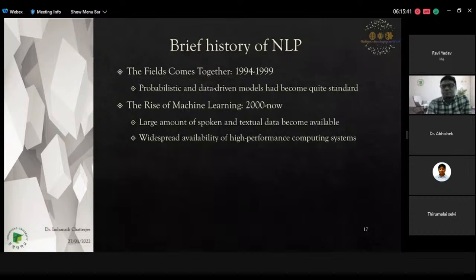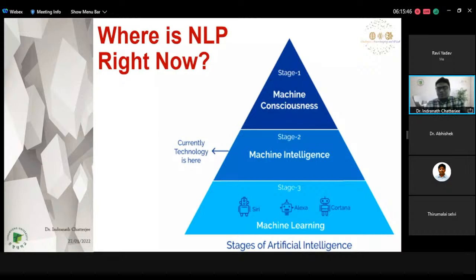So where is NLP right now? You should know that we cannot say we have achieved every part of NLP. If we consider NLP, we have divided it into three different stages: machine consciousness, which is stage one, which we have already covered in the NLP evolution, then machine intelligence, which we have already covered, and machine learning, which is the third stage, with Siri, Alexa, Cortana, and all these things.